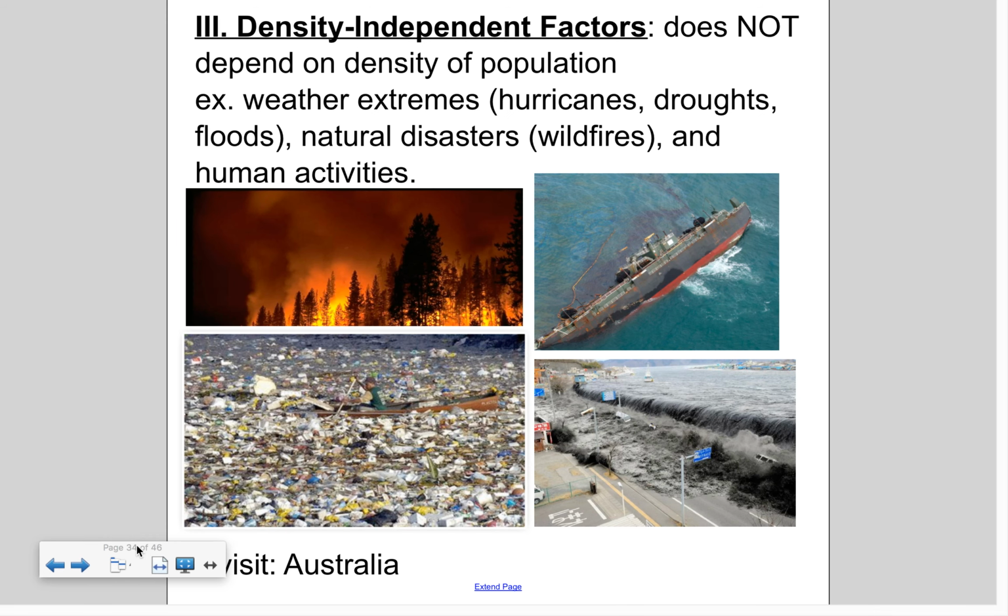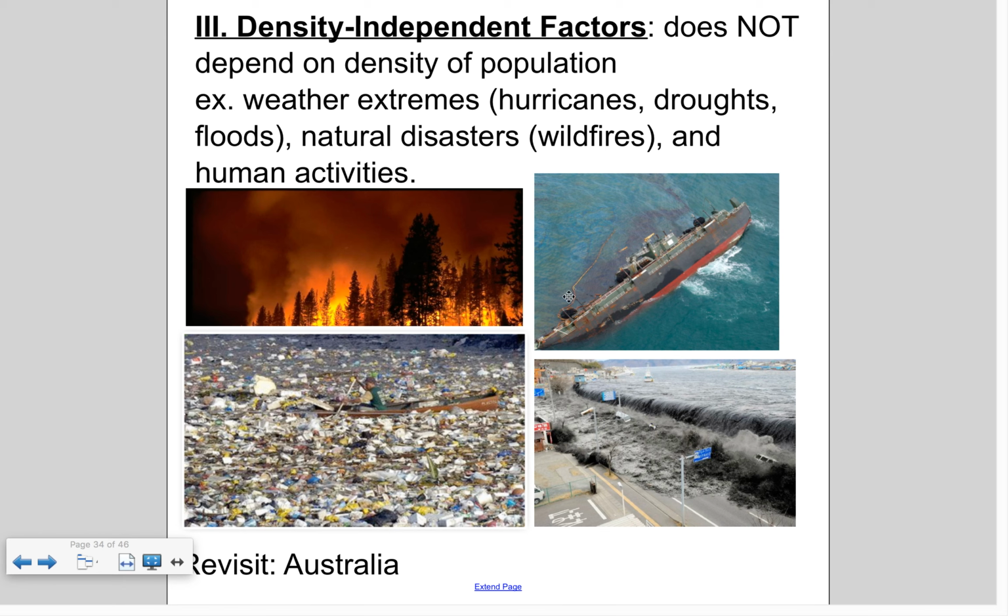Okay, so enough about density dependent factors. Let's talk about density independent factors, which means that it does not depend on the density of the population or the number of individuals in that area. These factors tend to be kind of like freak accident factors, weather extremes, very strong hurricanes or drought or floods, natural disasters, wildfires, as well as human activities.